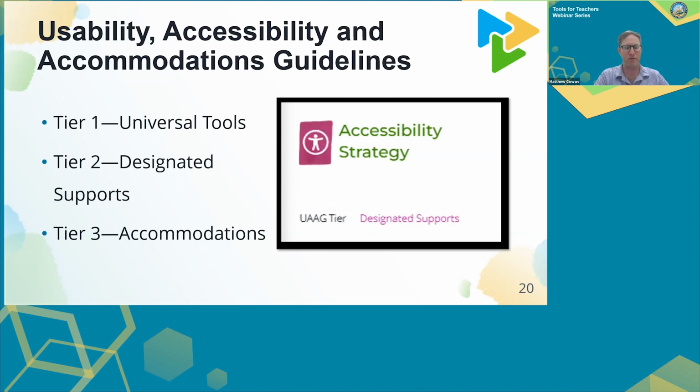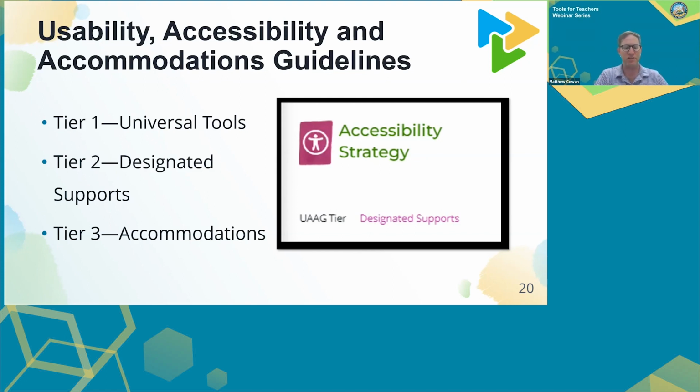The tiers are as follows. Tier 1 is for universal tools. These are accessibility strategies that are available for all of our students to use. These are strategies such as providing a digital notepad, built-in brain breaks, scratch paper, line reader, as well as strike-through chunking. Tier 2 is for designated supports.